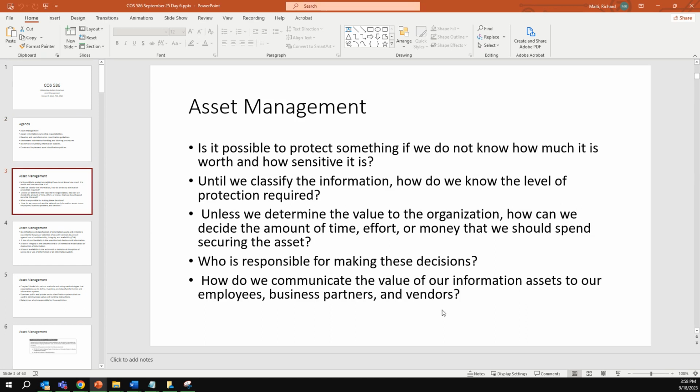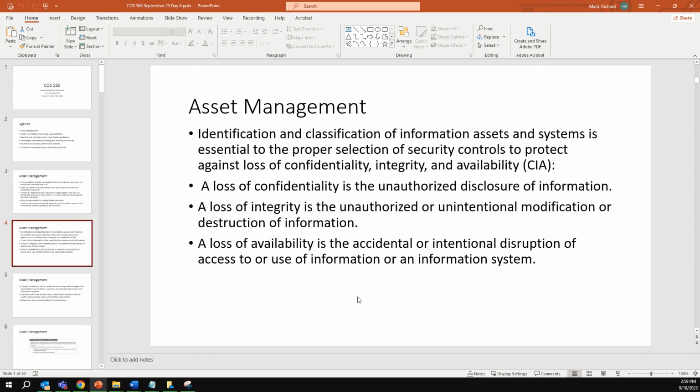So these are some questions you would ask for asset management. Is it possible to protect something if we do not know how much it is worth and how sensitive it is? Until we classify the information, how do we know the level of protection required? Unless we determine the value to the organization, how can we decide the amount of time, effort, or money that we should spend securing the asset? Who is responsible for making these decisions? How do we communicate the value of our information asset to our employees, business partners, and vendors?